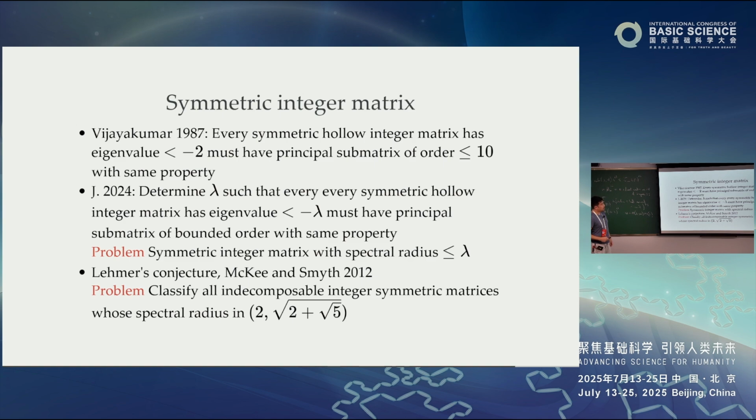You see that by the Cauchy interlacing theorem, if you already have a principal submatrix that has an eigenvalue less than minus 2, then the entire matrix has the same property. And this is saying the converse is also true. So it's kind of a compactness result.